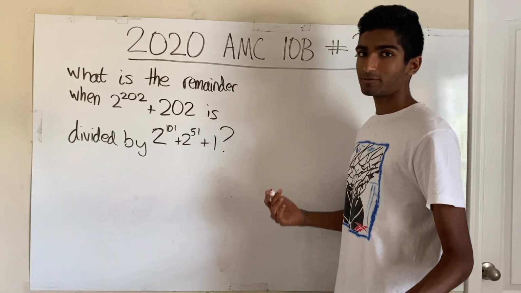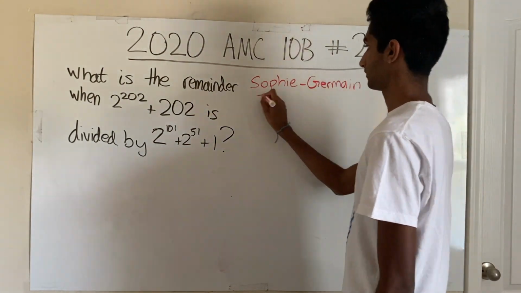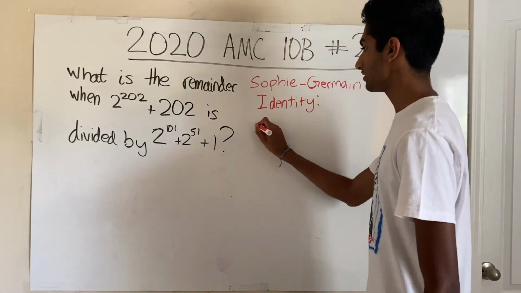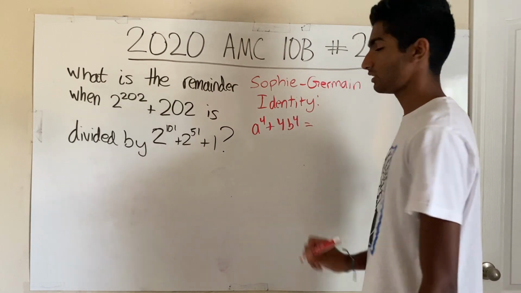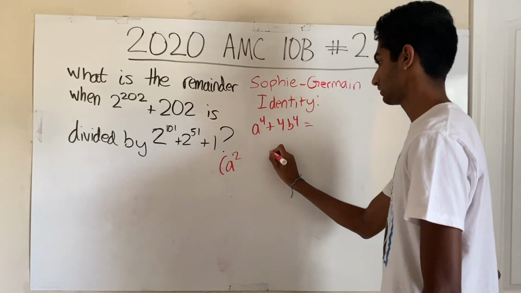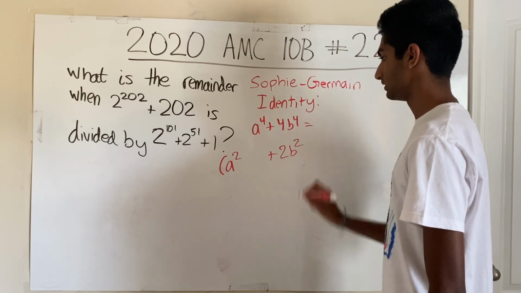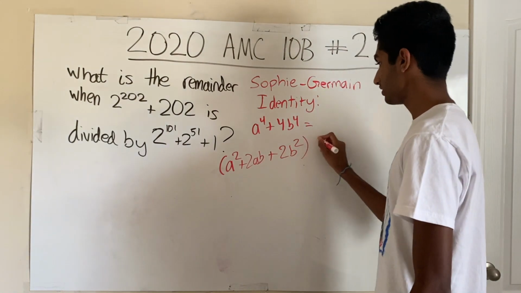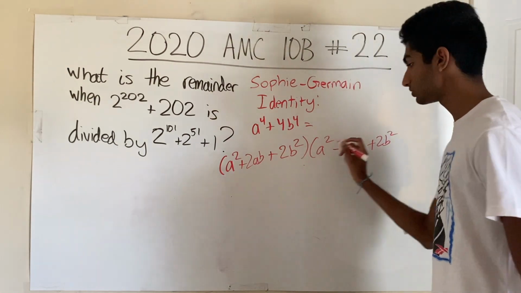So the next way we can do this is using the Sophie-Germain identity. The Sophie-Germain identity basically says that if you have a number to the fourth plus 4 times another number to the fourth, that equals that number squared, which is basically the square root of that, plus that number square rooted, so 2b squared, plus 2ab, and then you just multiply this by the same thing except you change the 2ab to a minus 2ab.